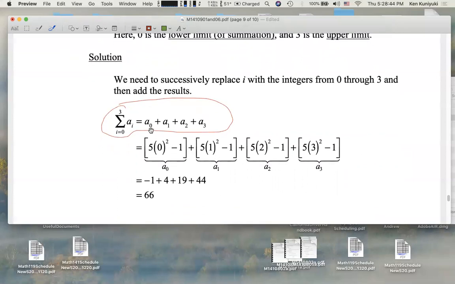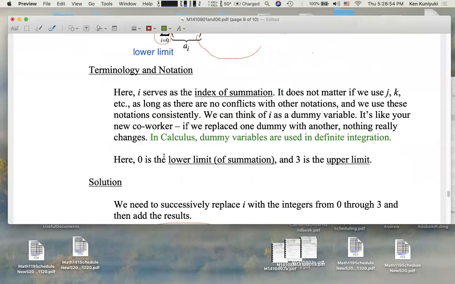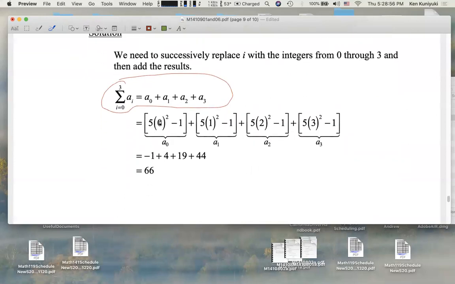So when you plug in these values for I, when you evaluate a sub 0, and a sub 1, and a sub 2, and a sub 3, okay? Remember, it was 5i squared minus 1. Here we have 5 times 0 squared minus 1, 5 times 1 squared minus 1, 5 times 2 squared minus 1, 5 times 3 squared minus 1. Remember, you're adding these, okay? So if you want partial credit on something, make sure you put these plus symbols.